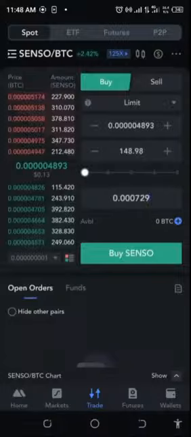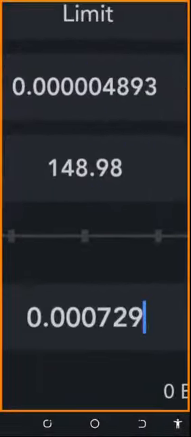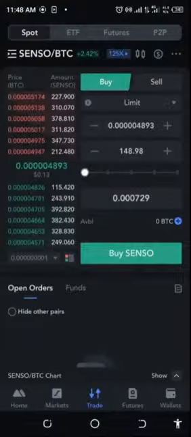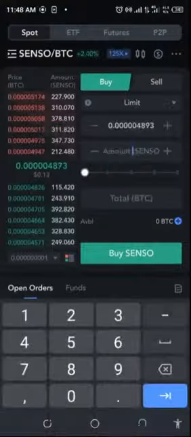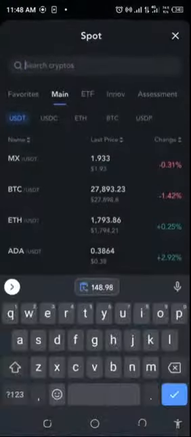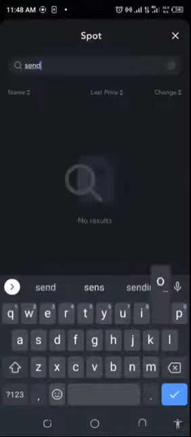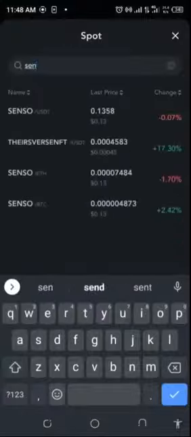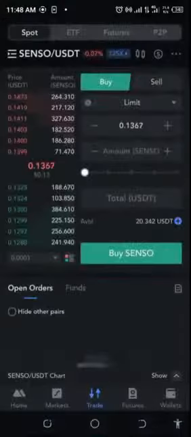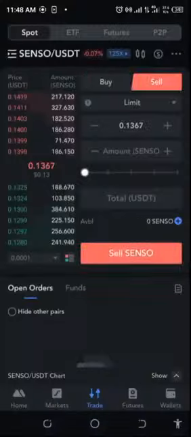Oh, you can see it's not even making sense. Can you see this? 148. No. But let's just finish up the process, right? Go back to Senso, USDT, all right? Okay, so I want to sell the Senso now.